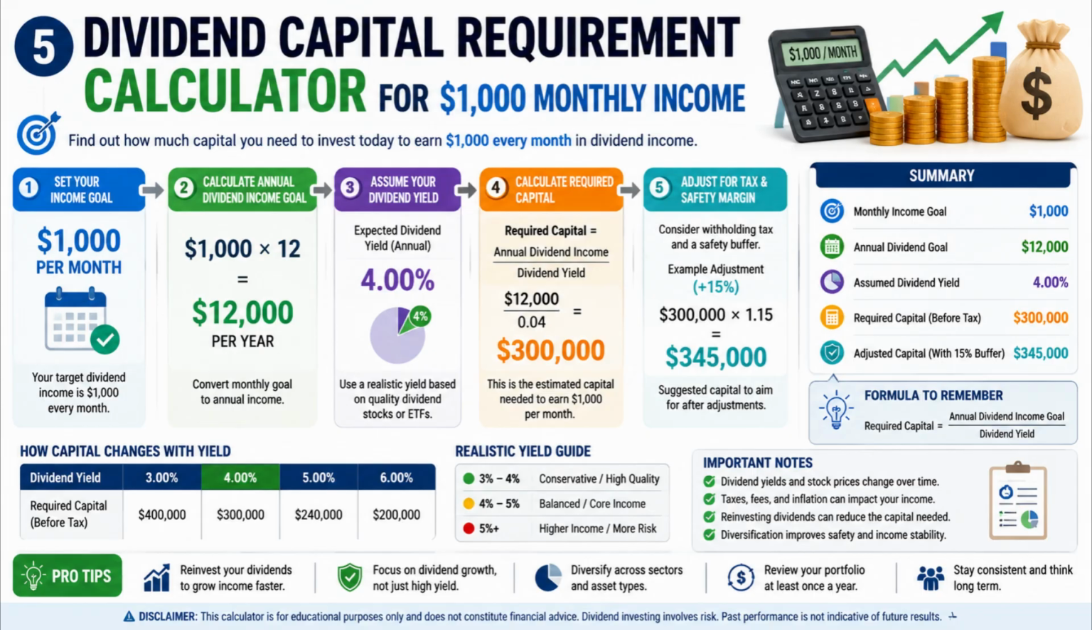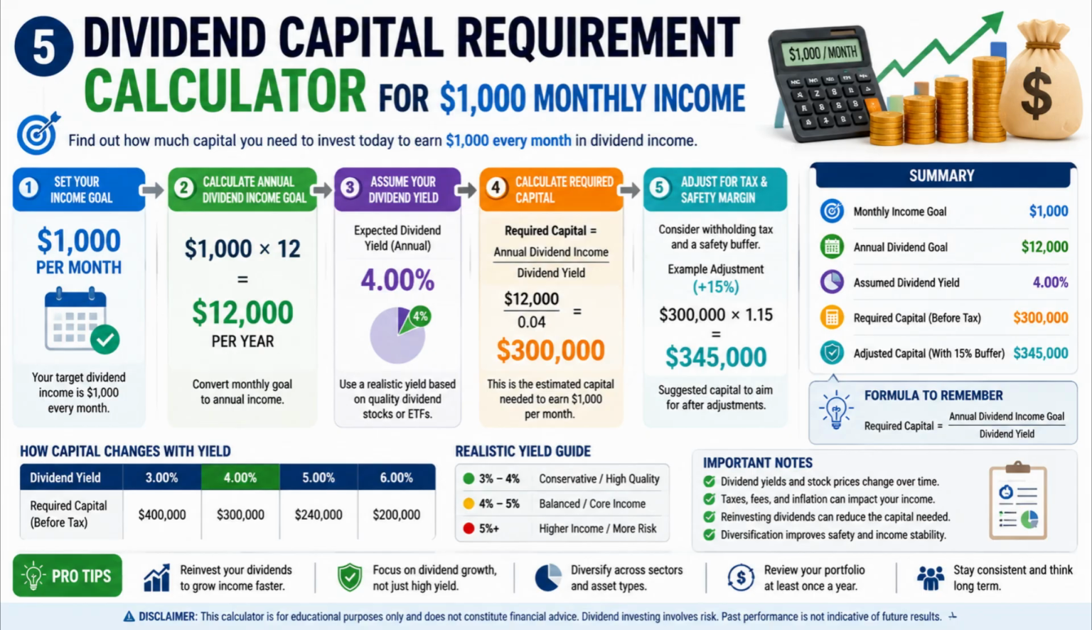Next, convert the monthly income goal into an annual dividend income target. To do this, multiply $1,000 by 12 months. This gives an annual dividend income goal of $12,000. Therefore, the portfolio would need to generate approximately $12,000 in dividends each year to provide an average of $1,000 per month.